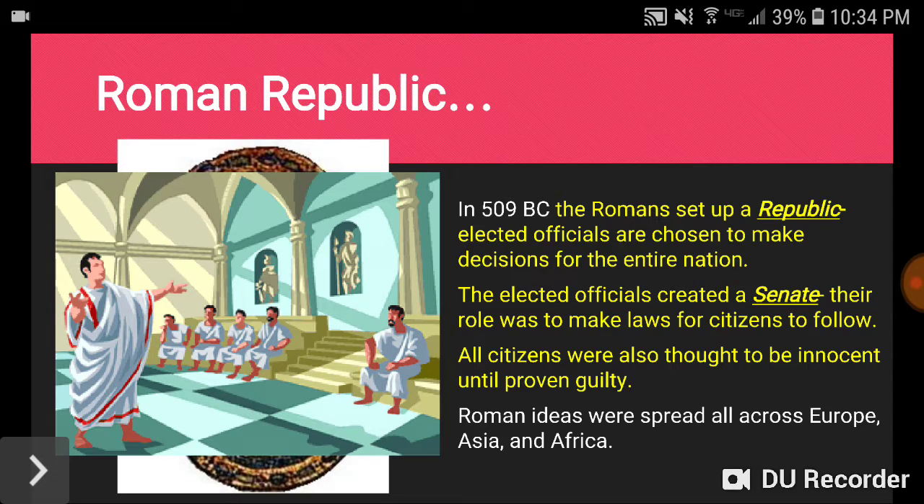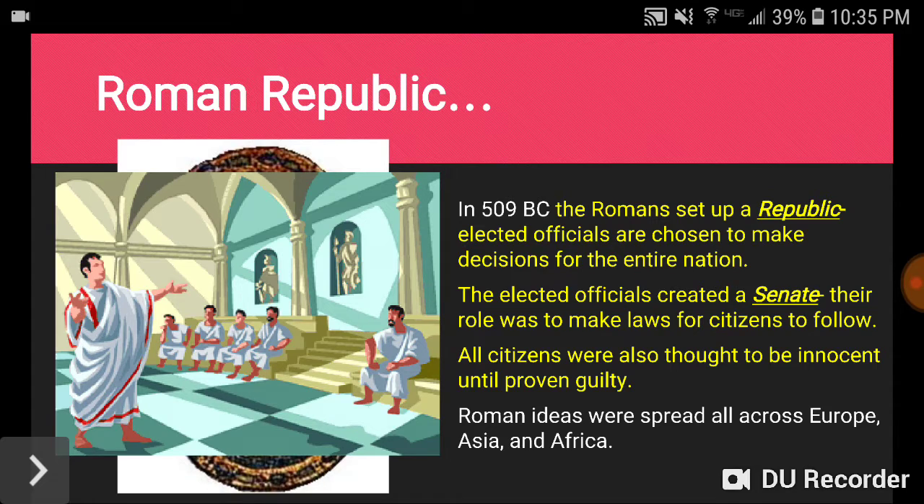Another point that's very similar to the United States is that in cases of court systems, all citizens under Roman times were thought to be innocent until they were proven guilty. So that's the same system that we use in the United States. It doesn't necessarily go with democracy, more with the judicial system and how the courts work and things like that. But it's also an interesting connection to how similar ancient Romans in 509 BC are to us in the United States today.